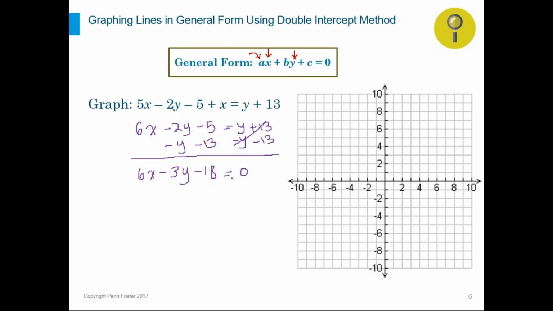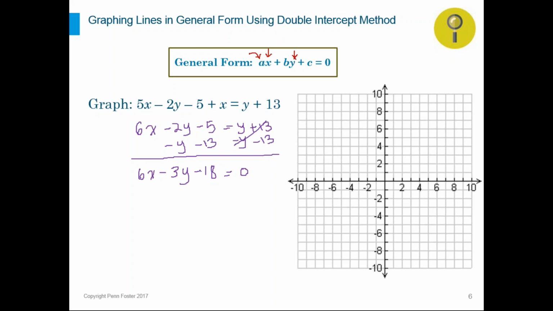Now the equation in general form: 6 corresponds to the a, and then x minus 3, which corresponds to the b. So b here is a negative 3, and then we have a y, and then minus 18. So c here corresponds to negative 18. So this equation is in general form already.